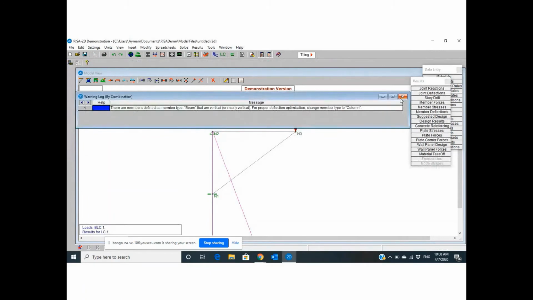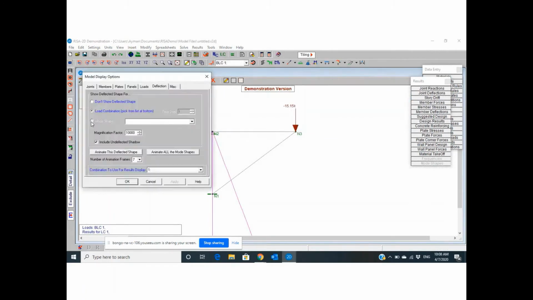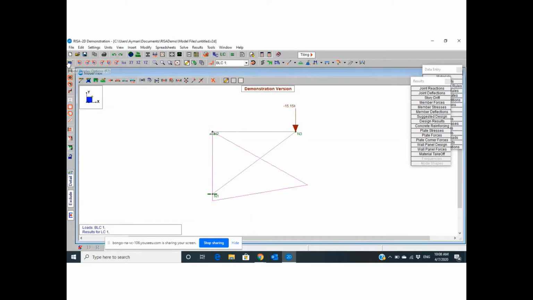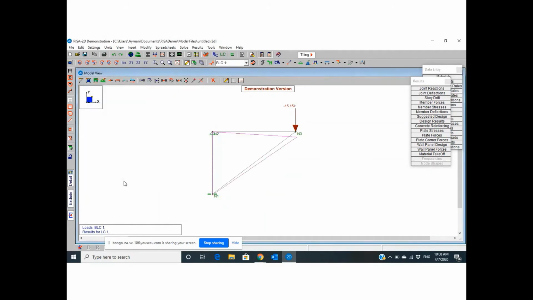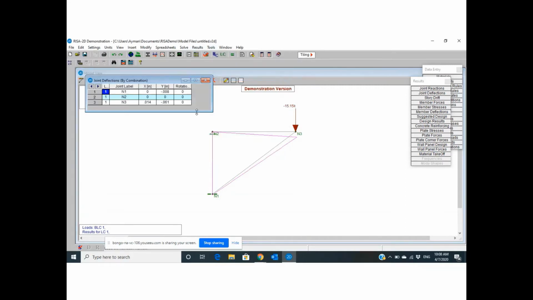That makes sense because you are using a magnification factor of 10,000. Let's try 1,000 only. No, make it smaller. 100. Yeah, okay. So let's see the results. Joint deflection. Here you go.